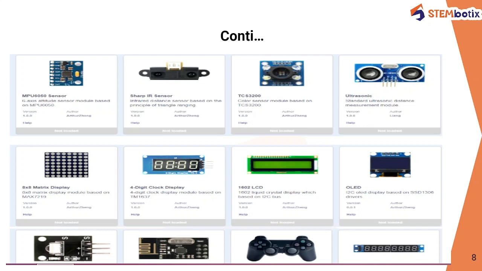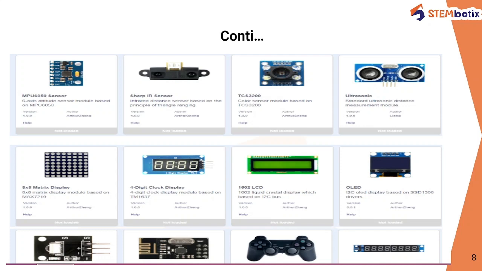Next one is the TCS3200, which is a color sensor module, where we need the feature of sensing color. We can add the extension of this module to our programming. Next one is an ultrasonic sensor, which is basically an ultrasonic device that can detect the range of an object in front of it. And by adding this extension, we can write our code with the ultrasonic sensor.